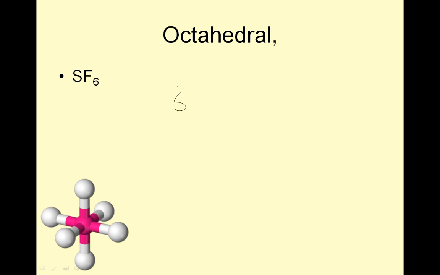Octahedral, SF6. Sulfur has 6 valence electrons. And then I have 6 fluorines. 1, 2, 3, 4, and we'll spread them out. 5, 6. Each fluorine has 7. A lot of dots. And then I connect the dots. Now when I do that and clean it up a little bit, it looks like this.